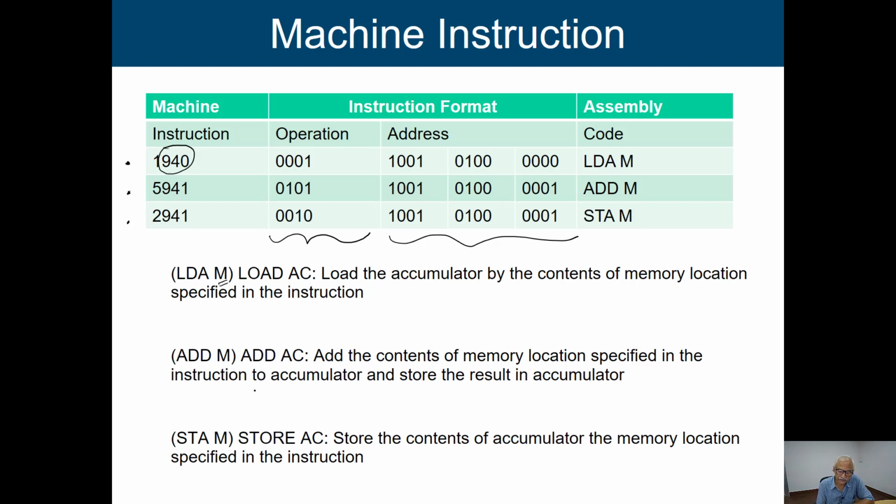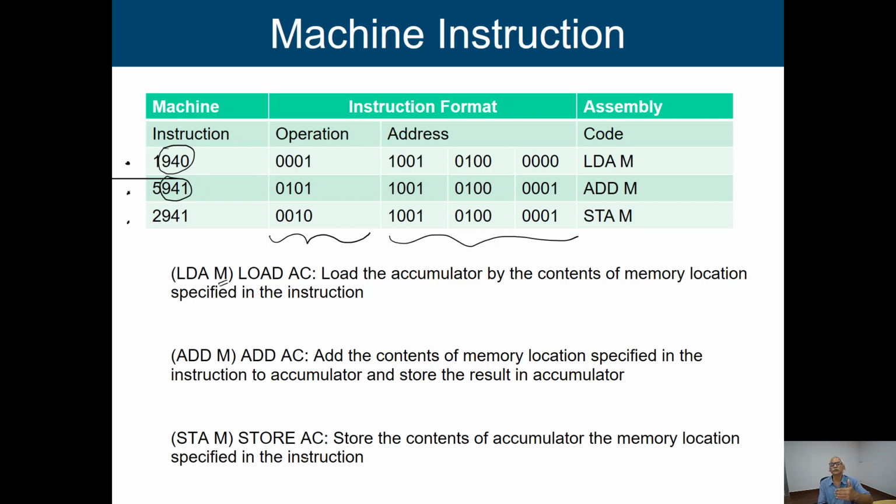What is the second instruction? I am saying that this is add M, or add to accumulator, and what we are going to add is the contents of the memory location specified in the instruction. So in this particular case the address of the memory location is specified as 941. So we are going to take the information from 941 and add it to the contents of the accumulator and store the result in the accumulator. So the accumulator result becomes 5, and I said this is add. And what is the third instruction? It is STAM, or I can say store accumulator.